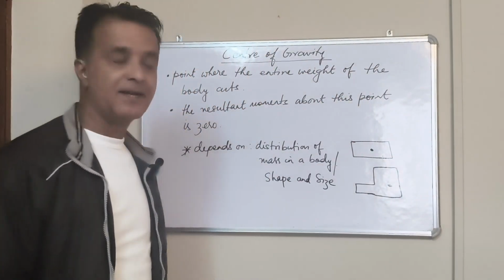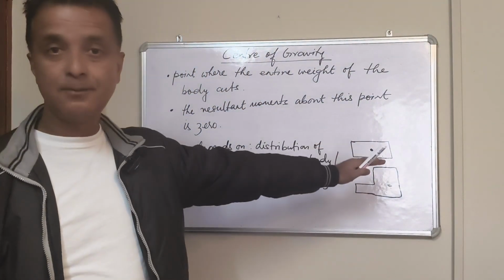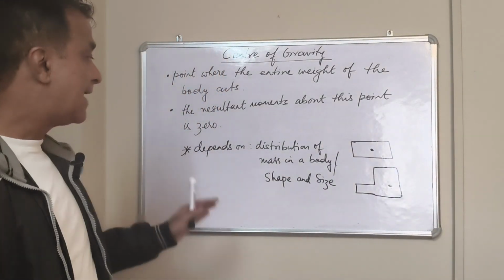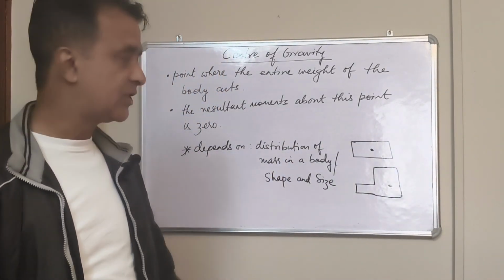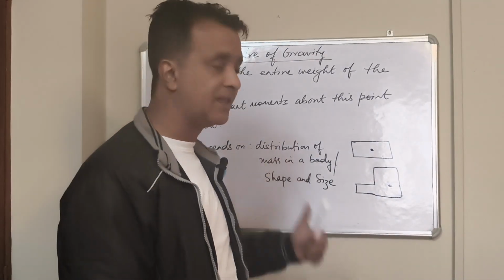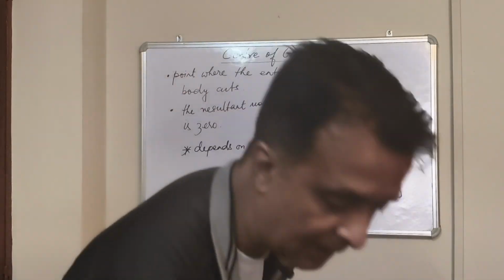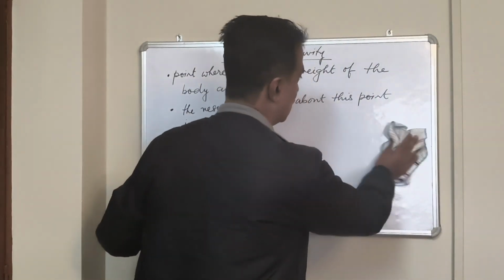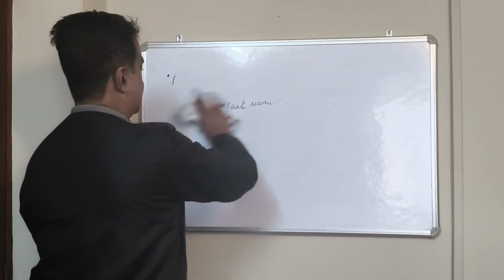So center of gravity depends upon the distribution of mass in a body. It is always towards where there is greater mass, and you can say it also depends upon the shape and size of the body. But the important thing to keep in mind is that it depends upon mass. Now let's see the center of gravity of regular and irregular laminas.